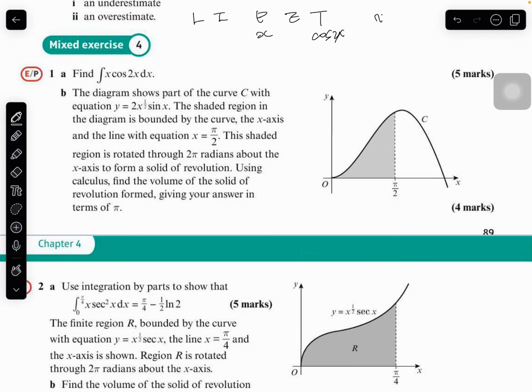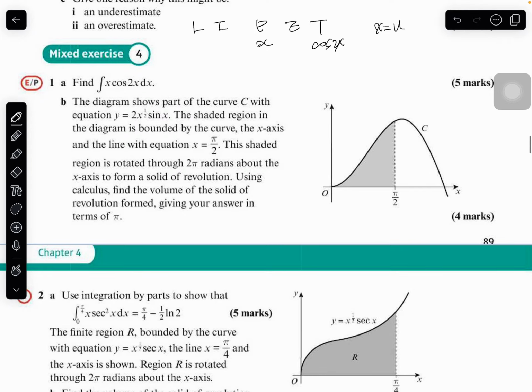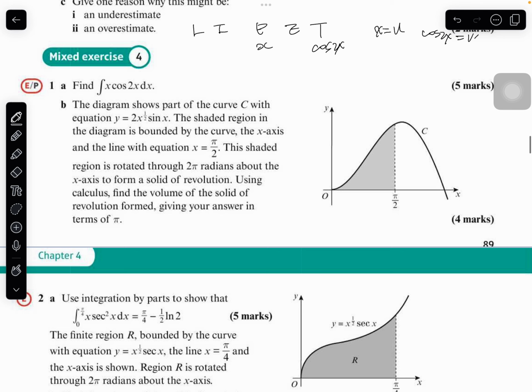So x equals u, cos 2x becomes v prime. Then u prime is 1, and v equals sine 2x over 2. So now this is u v prime. So now, u v minus integral u prime v.